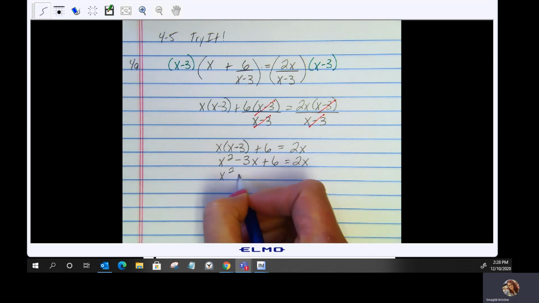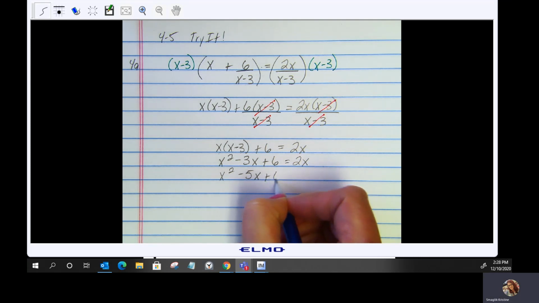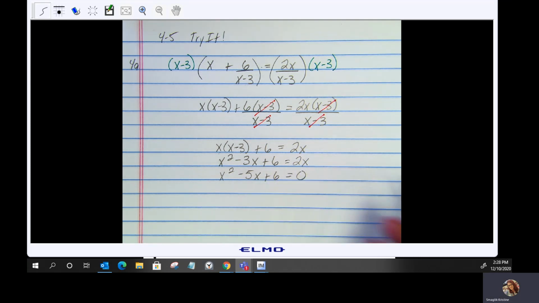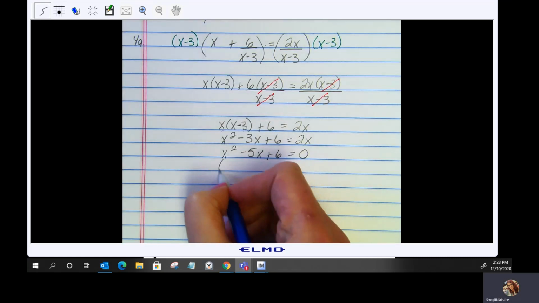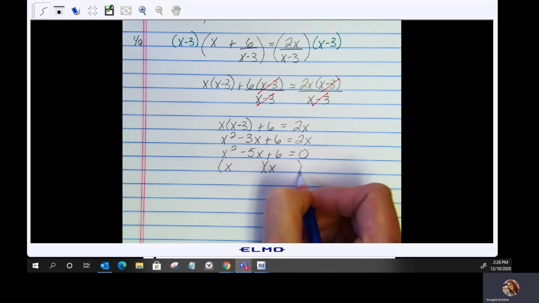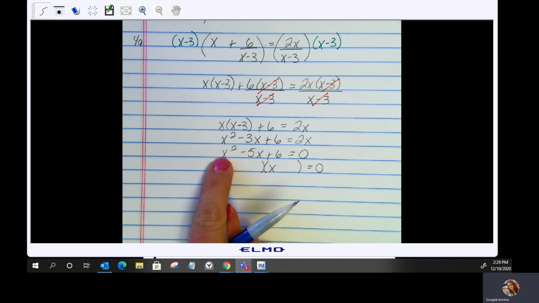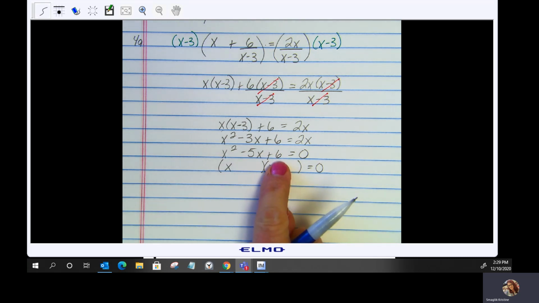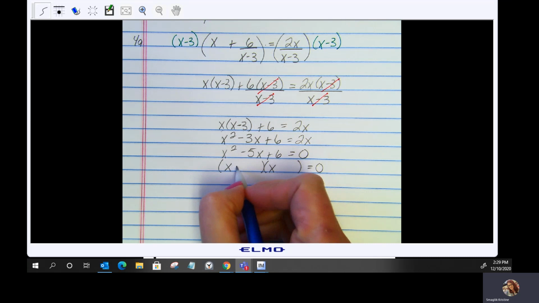I get x squared minus 5x plus 6 equals 0. And now I need to factor. I know I can automatically drop in my x's. X times x will give me that x squared. My c value is positive. If it's positive, the signs in my factors have to be the same. If I look at the middle, that's going to tell me what they are. These are both going to be minus.